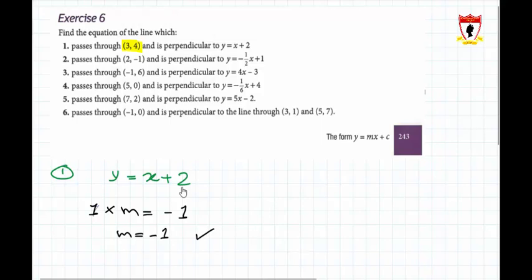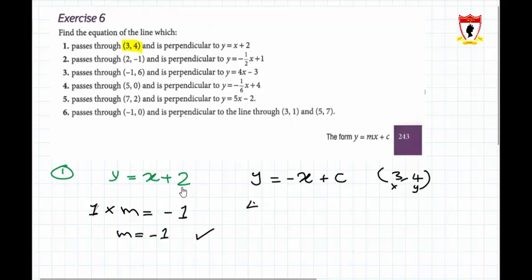We can write the equation of the line like this. y equals negative 1 times x, which means just negative x plus c. To find c, we have a point. This line passes through this point. Let's use this point to find c. In this point, the first number is x, the second number is y. Let's just substitute 3 in place of x, 4 in place of y, and we will be able to find c.